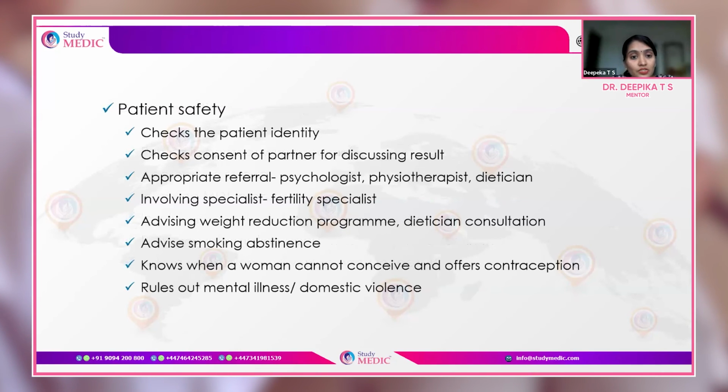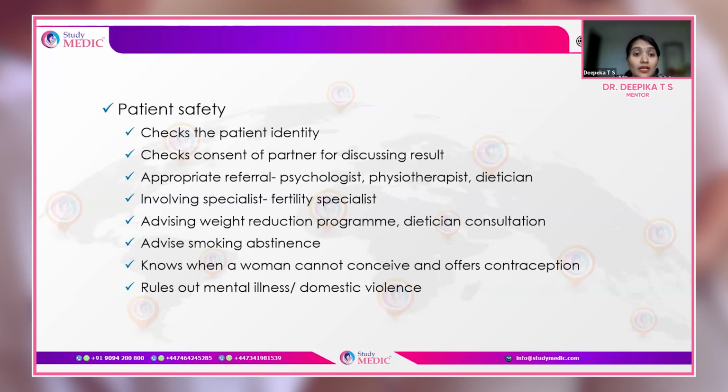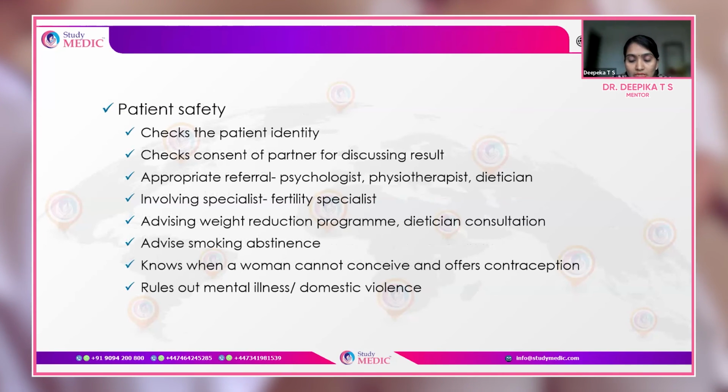Coming to patient safety: check the patient's identity, check consent of the partner for discussing the result, and this is what is expected. The examiner will have the checklist for each station about all these, and if you have satisfied all these points, you will get a good mark. Appropriate referral is very, very important.